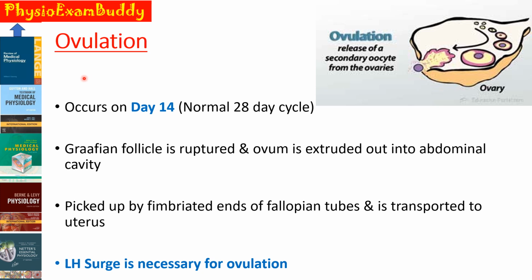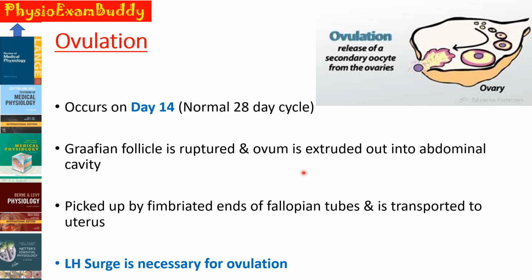It is followed by ovulation, and this occurs on day 14 in a normal 28-day cycle. What does ovulation mean? It is the release of the secondary oocyte from the ovary. The Graafian follicle becomes filled with the fluid secreted by the granulosa cells, and once it reaches a limit, the Graafian follicle ruptures and the ovum is extruded out into the peritoneal cavity.